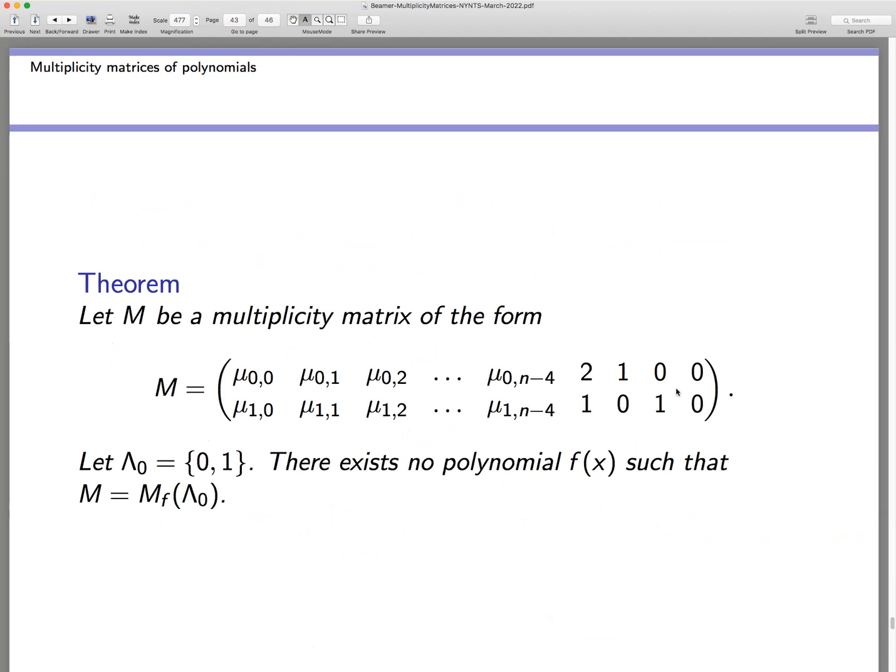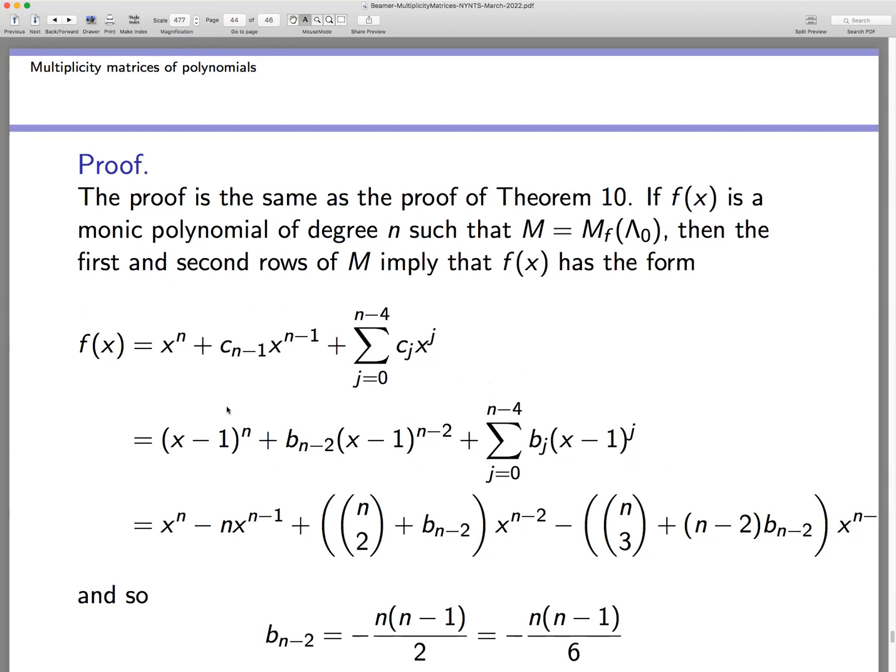When you look at the second row, this says you have x to the n, not x to the n minus 1. You have x to the n minus 2, but not x to the n minus 3, and whatever else there might be. So when you expand this in powers of x minus 1, you have x minus 1 to the n, no n minus 1 term, n minus 2, no n minus 3 term, and whatever else there might be. And when I start to expand this second line, I think I get x to the n.